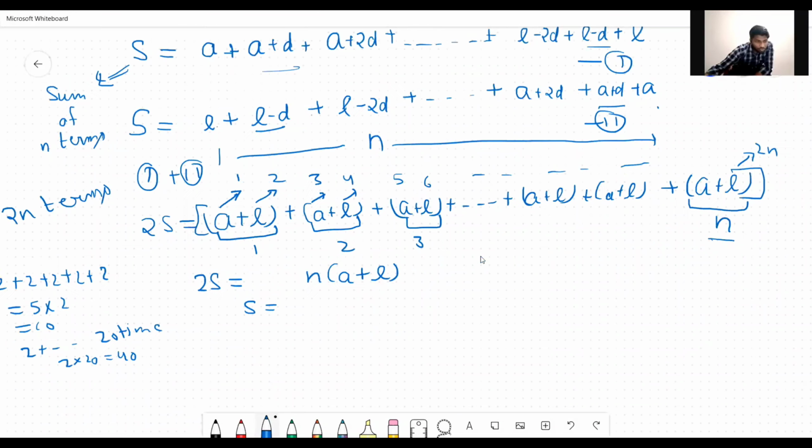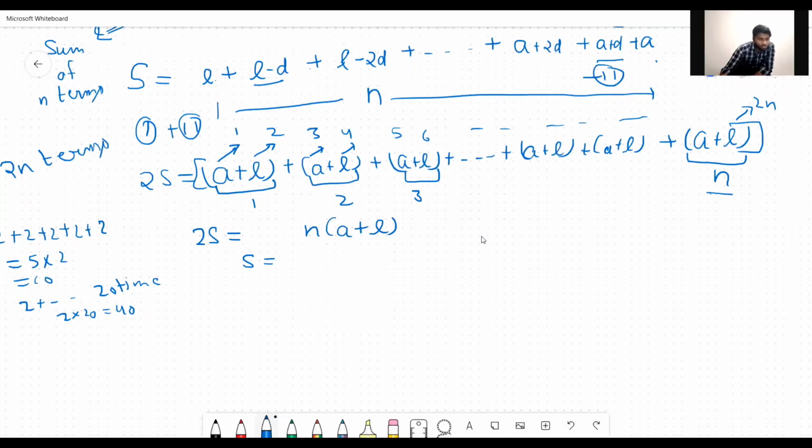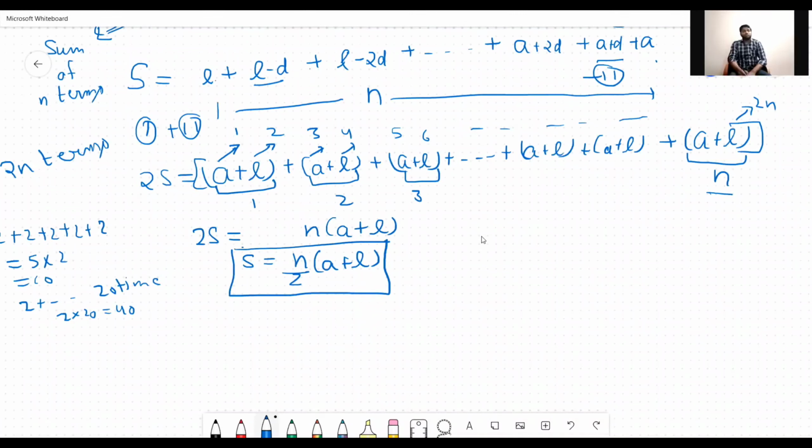S is equal to n by 2 (A plus L). Okay. This is the formula we wanted. S is equal to n by 2 (A plus L). And this is the formula in terms of number of terms, first term and last term. There is one more formula by expanding this.